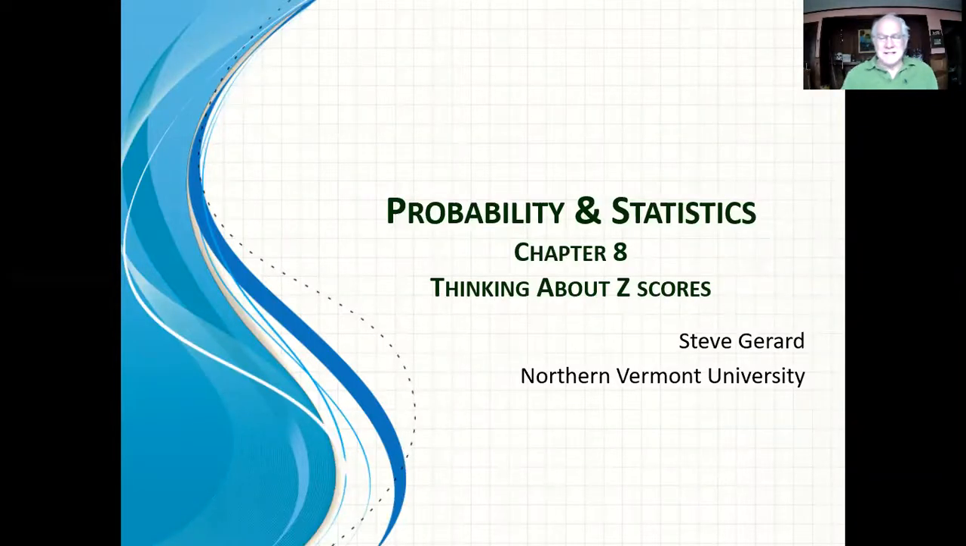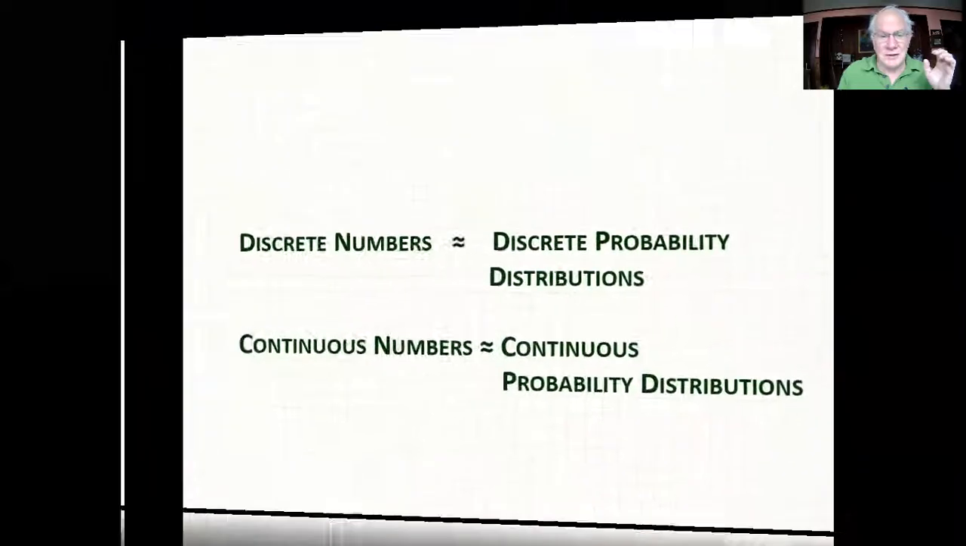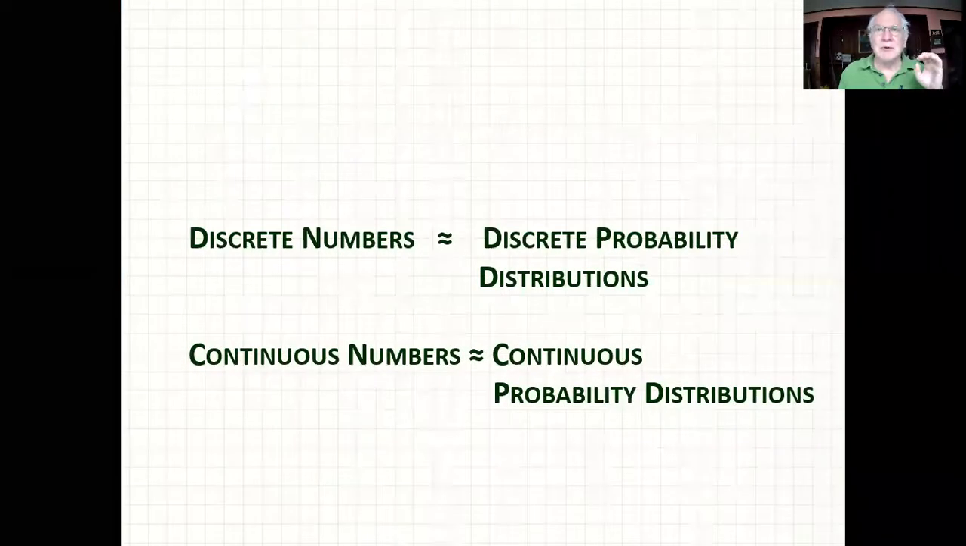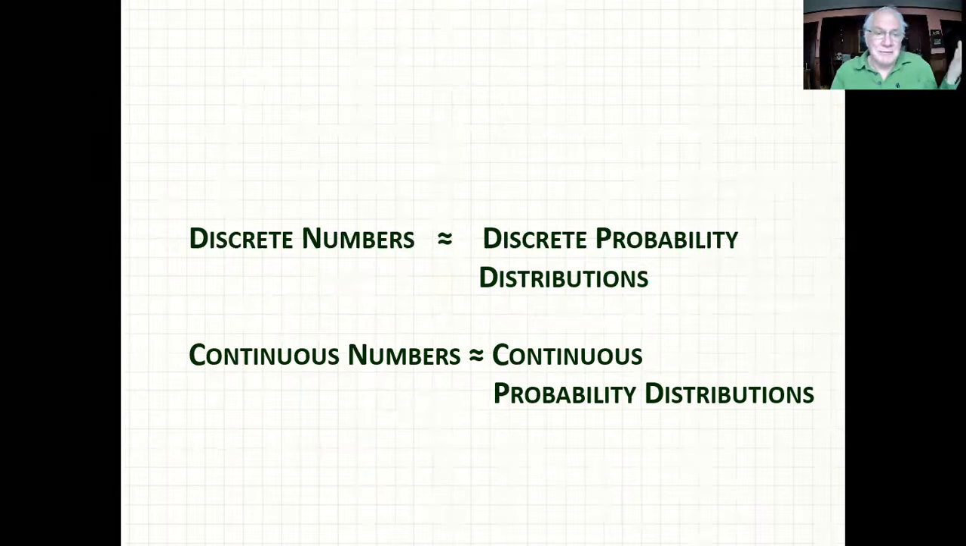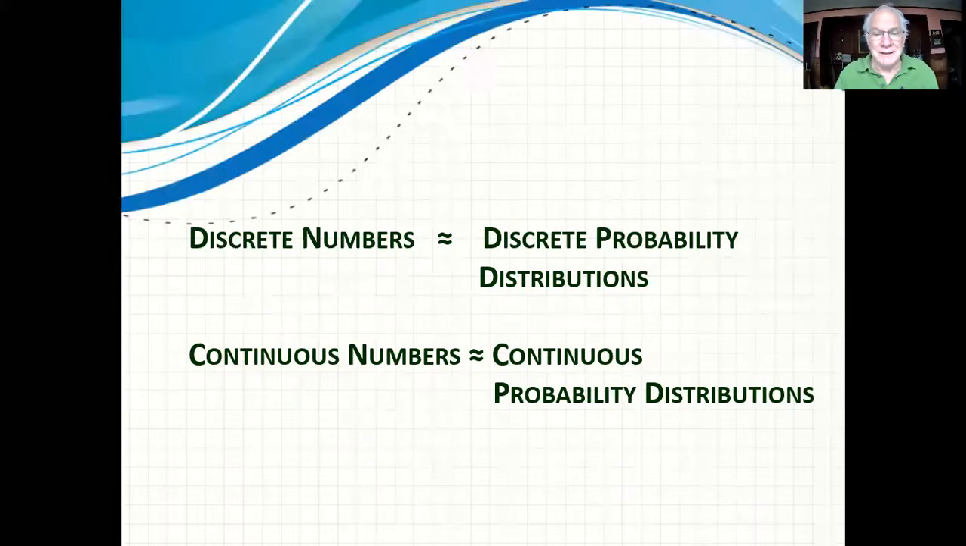I want to talk about z-scores and how to make sense of z-scores, which is this week's chapter, about continuous probability distributions, because z-scores are based on a continuous probability distribution. Last chapter we talked about discrete probability distributions, which are based on discrete numbers. Continuous probability distributions are based on continuous numbers, as it seems reasonable and logical that they might be.